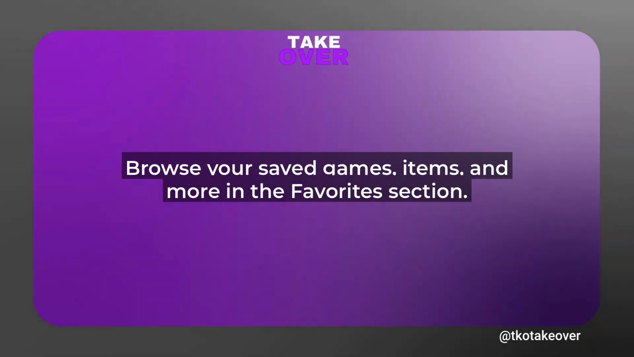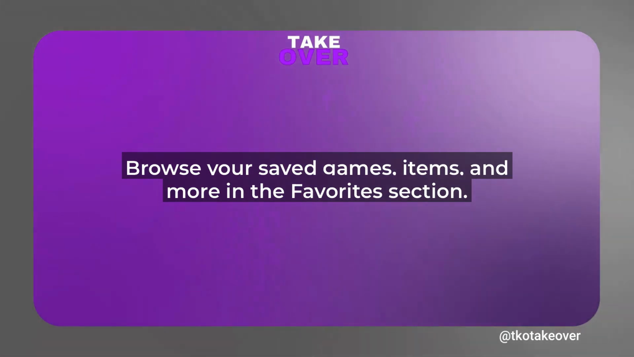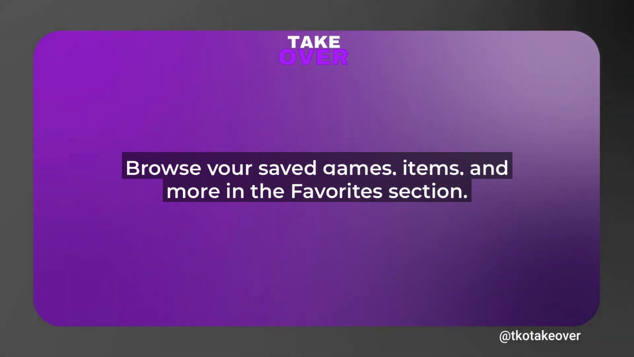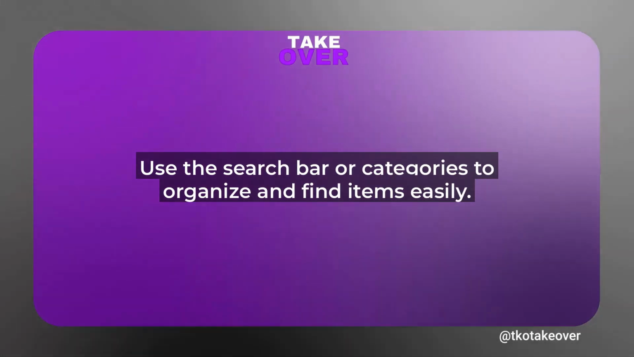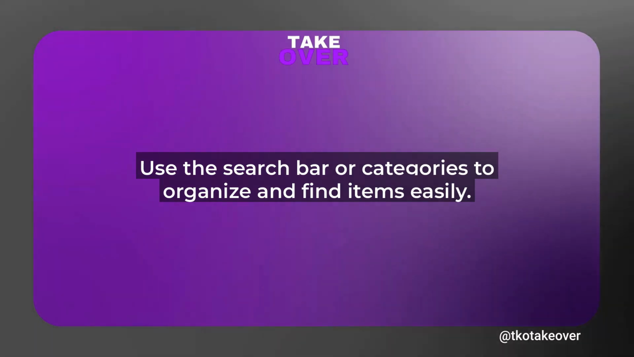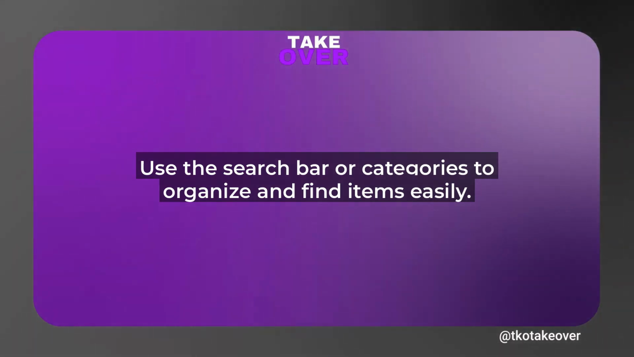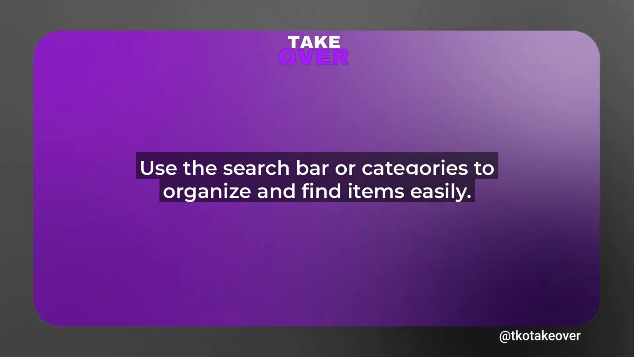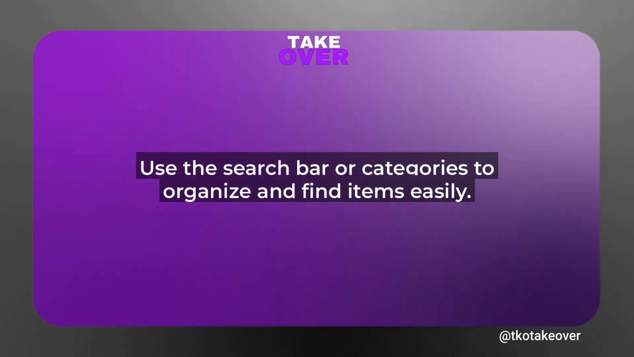Once you're in the Favorites section, you'll see a list of all the games, outfits, or items you've saved. You can scroll through them, search for specific ones using the search bar at the top, or even organize them into categories. Pro tip: if you can't find something, double-check that you're viewing the correct category, like games versus assets. Roblox might prompt you to refresh the page if there are any sync issues. It's a common fix for 2025's enhanced features.